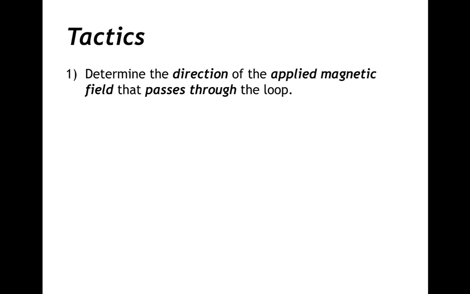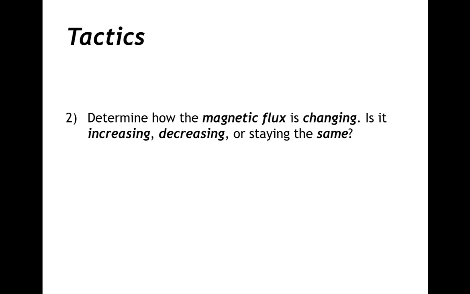The first thing we want to do in working with problems involving Lenz's law is to determine the direction of the applied magnetic field that passes through a conducting loop. The direction of the applied magnetic field is important because in knowing that direction, that'll allow us to determine how the magnetic flux is changing. Is the magnetic flux increasing through the loop? Is it decreasing? Or is it staying the same?